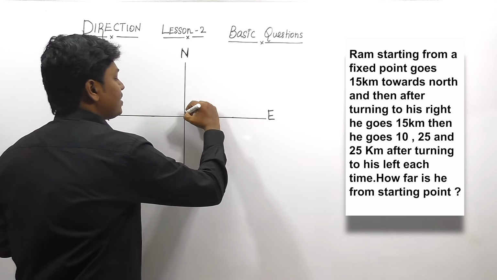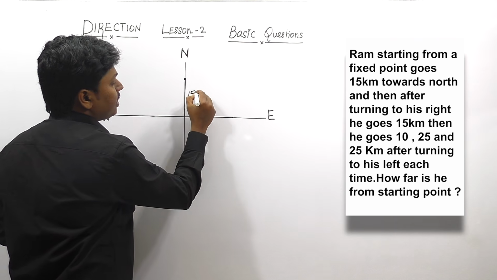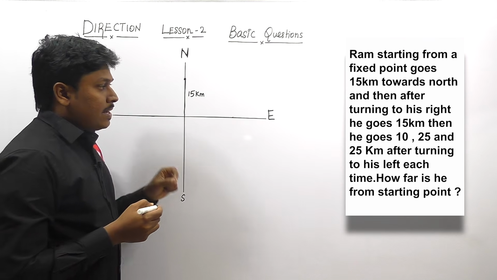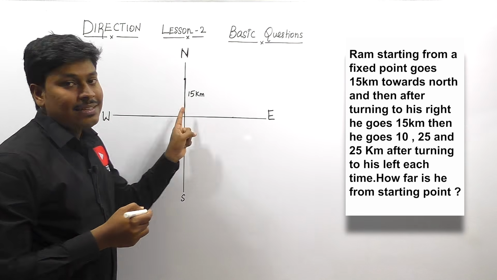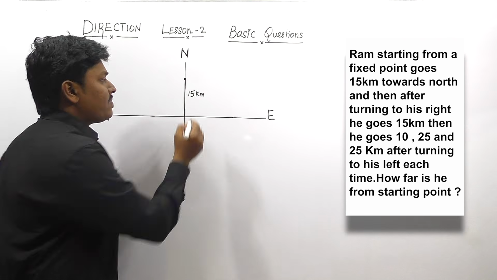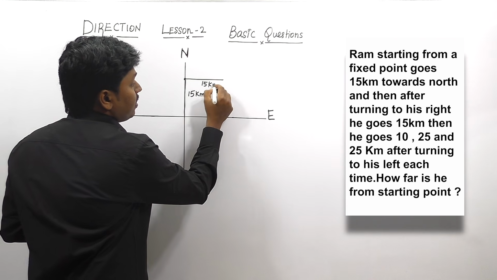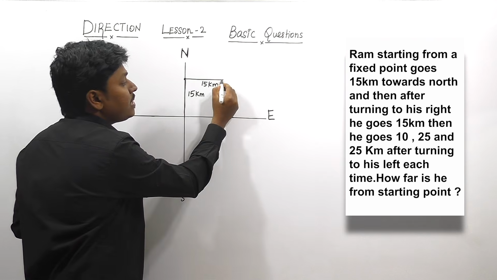So northern side will be this side. So he is covering 15 kilometers. Friends, we assume that this is 15 kilometers. Finally, he is at this point. Next, turning to his right, he goes 15 kilometers. So friends, from here he is turning right and covering 15 kilometers. We know that right hand side will be this side. Remember that this is also 15 and this is also 15, so both the lines should be equal, right?